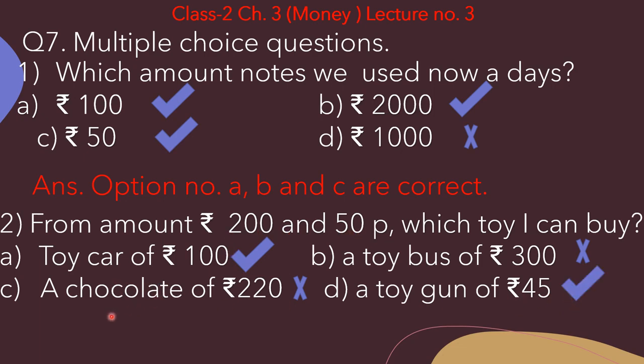So now we have to write its answer. So we will write here that option number A and D are correct. Understood, beta, how you have to solve these questions? First you have to see each and every option. Then you have to tick each correct answer and cross each wrong answer. Understood, beta?